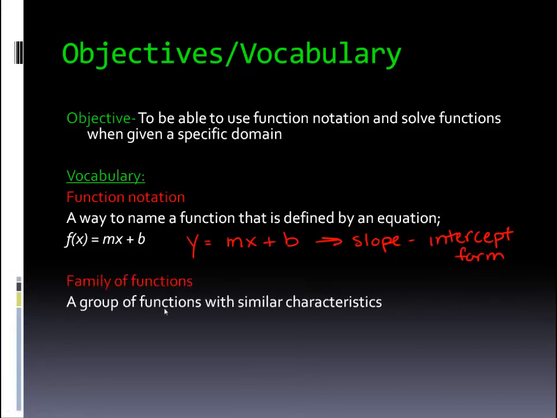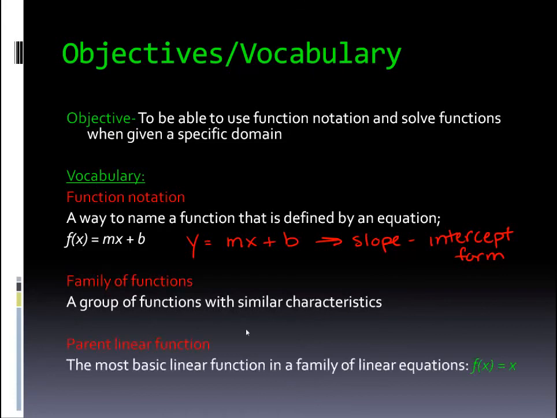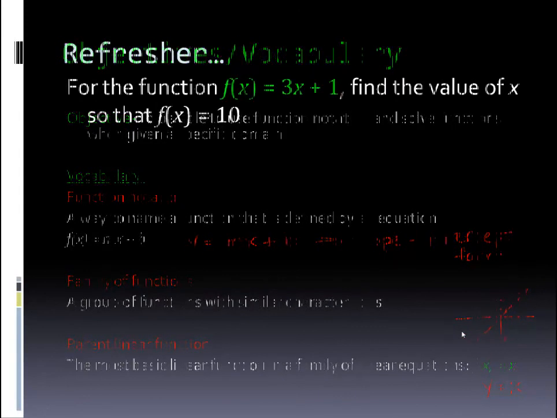Family of functions is a group of functions with similar characteristics, and the parent linear function is the most basic linear function in a family of linear equations. In other words, f of x equals x, or y equals x, you might be familiar with. And if you were to graph this, pardon my crummy little graph there, it would basically look like that. When x is 0, y is 0. When x is 1, y is 1. When x is 2, y is 2. Okay, so on and so forth. You get the idea. All graphs are basic modifications of this.